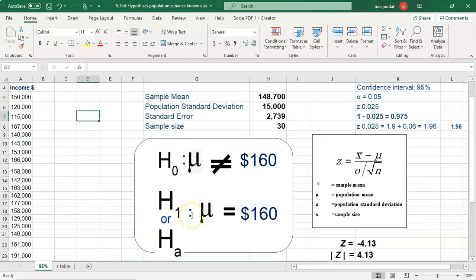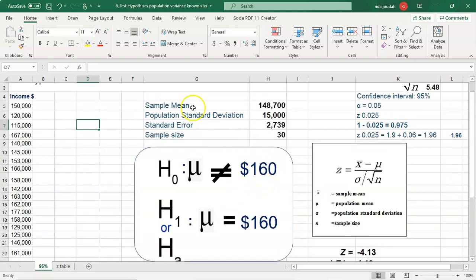So the alternative hypothesis here is mu equal $160,000, or the average clinic's income in that city equal $160,000. So based on that, the null hypothesis will be mu doesn't equal $160,000. And we previously calculated these values.